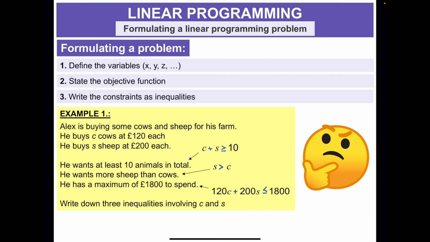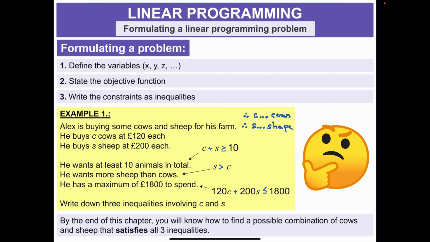We didn't really need to define the variables here because they did it for us, but in case they don't, then we would just state somewhere at the beginning that C stands for cows and S stands for sheep. This should be clearly stated somewhere, either in the problem or obviously the variables that you are using in your inequalities.